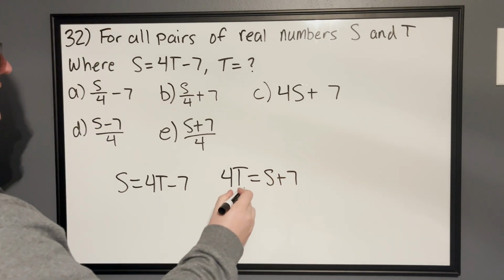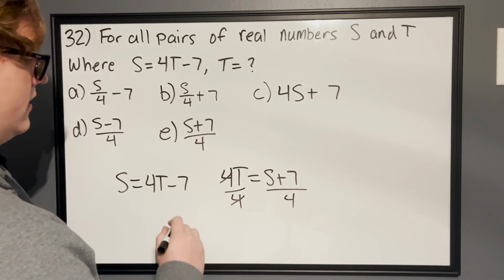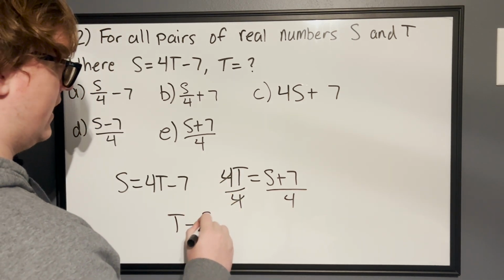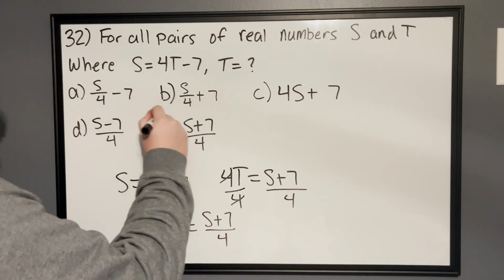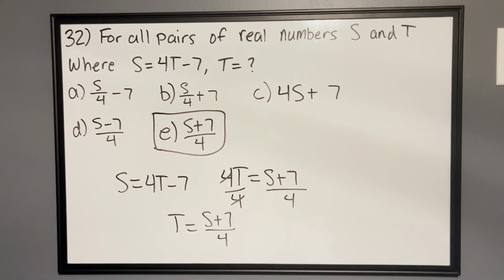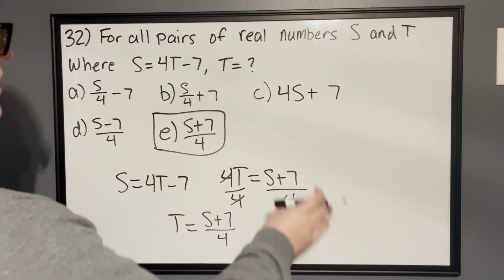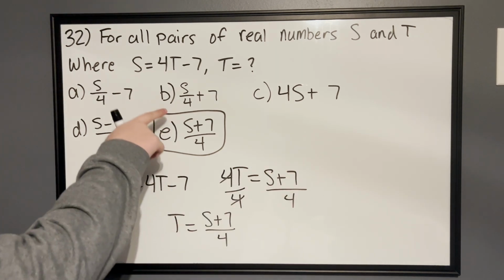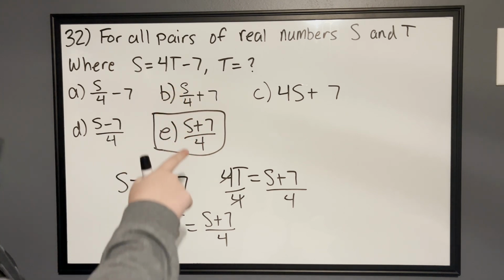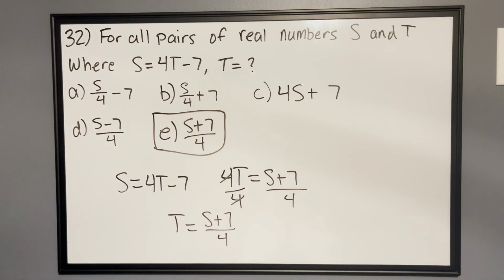And now to isolate t, we're going to divide everything by 4. So divide here, divide here. t is equal to s plus 7 over 4. So that matches option E. Now it is important to note that when you're dividing by 4 on both sides, you have to divide everything by 4, which is why the s plus 7 is all in the numerator. A lot of people would think that it's option B and just divide the s by 4, but remember the 7 has to be divided by 4 as well, so that's why it is option E. So let's move on to question number 33.